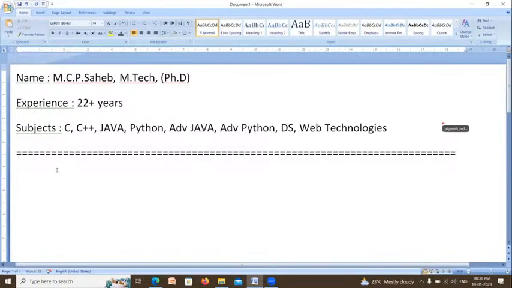Today I am going to explain the history of C. Before going to that, I will explain the syllabus within a minute. I will teach you the fundamentals of C.